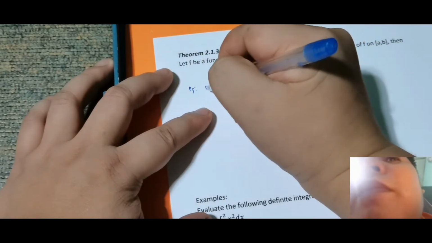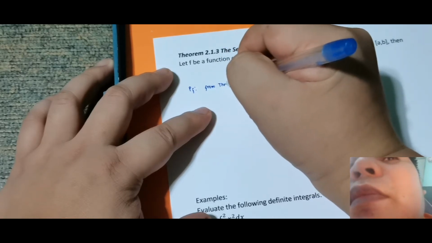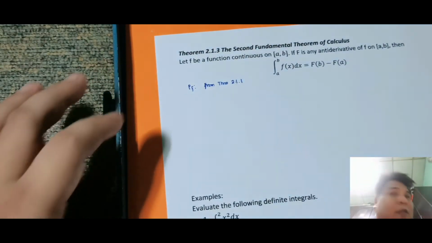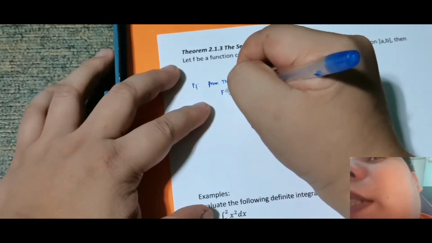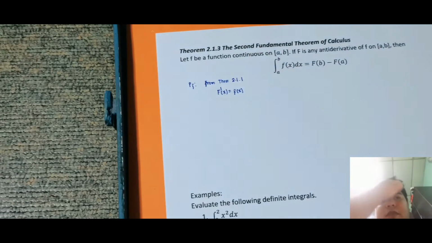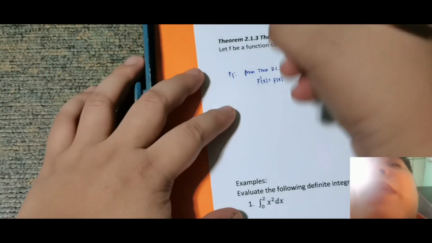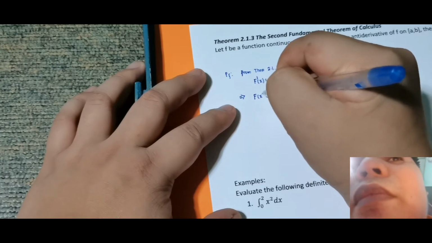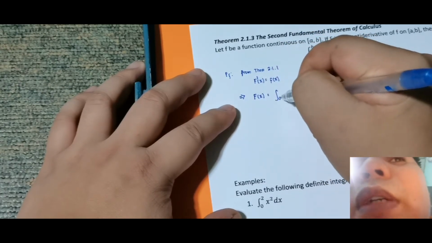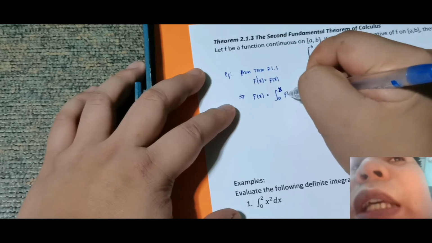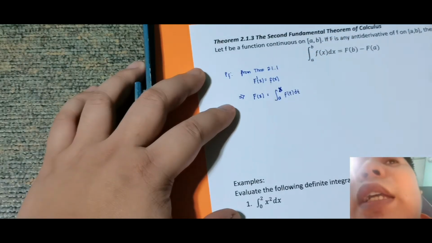Okay, so from theorem 2.1.1, we all know that F prime of x is equal to f of x. Okay, so applying antiderivative, since alam natin na ito siya, then this implies kung i-reverse natin yung process, this is F of x is equal to integral from a to x nung f of t dt. Okay, kaso ito na mangyari.